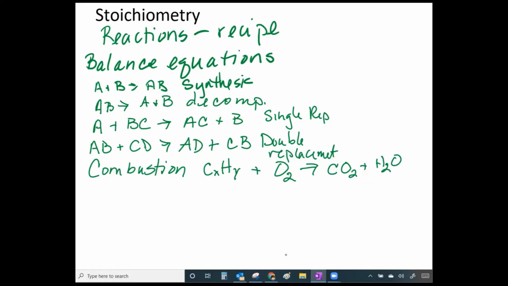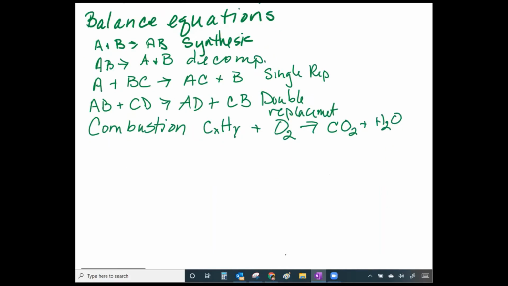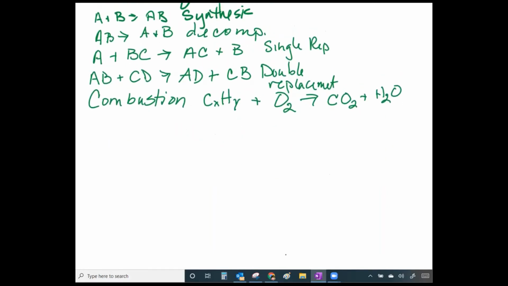That is a combustion reaction. That is what makes fire. That is what makes energy for our bodies, okay? You all have little fires going on in your bodies right now because you are all making carbon dioxide and water. Okay, so there is a balancing equation for combustion on the final. So that's something you definitely need to know. All right, back to stoichiometry.